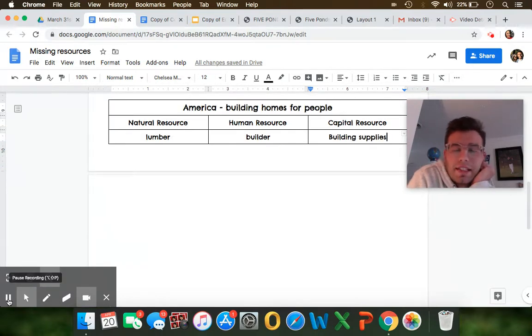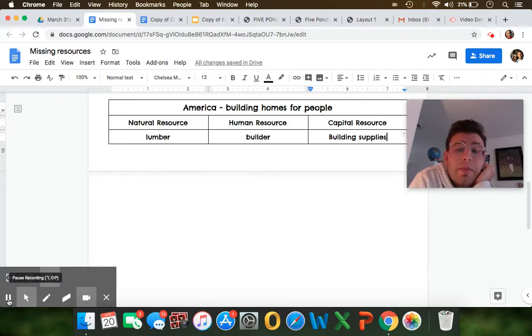Our last example was here in America. Currently, if we were to build a home for people, we would need a natural resource. That would be our lumber. Also, other natural resources like sand and water to make concrete for the foundation of the house. Human resource would be the builder.